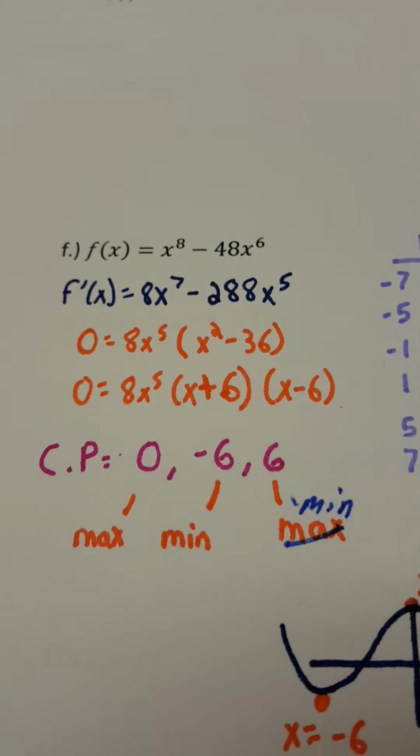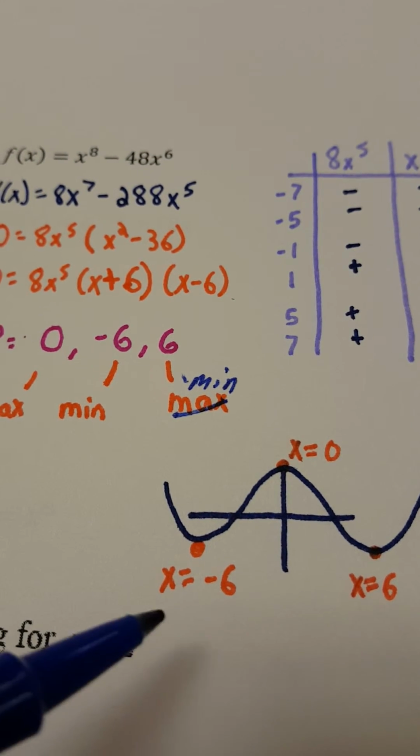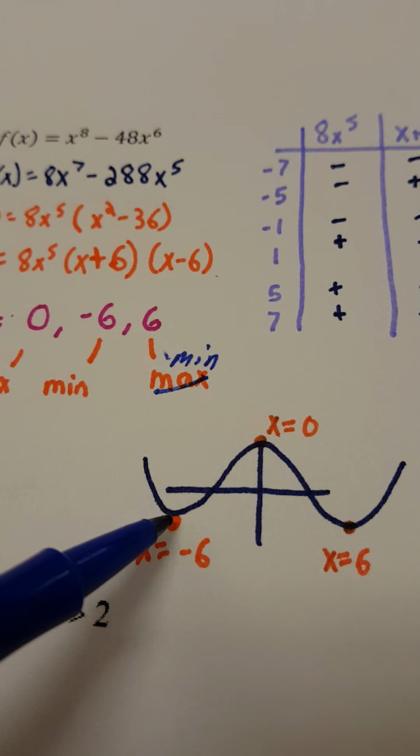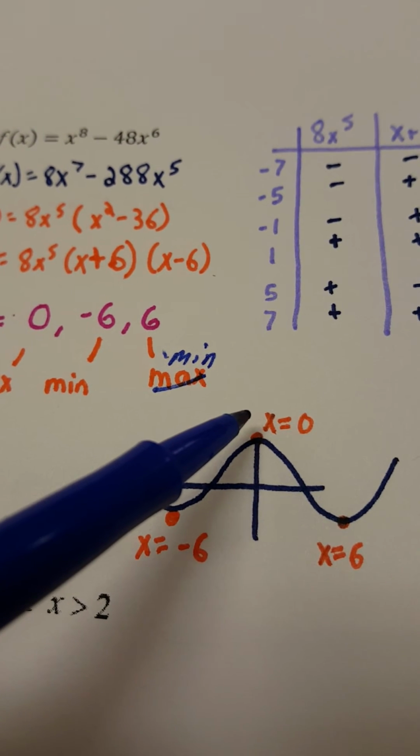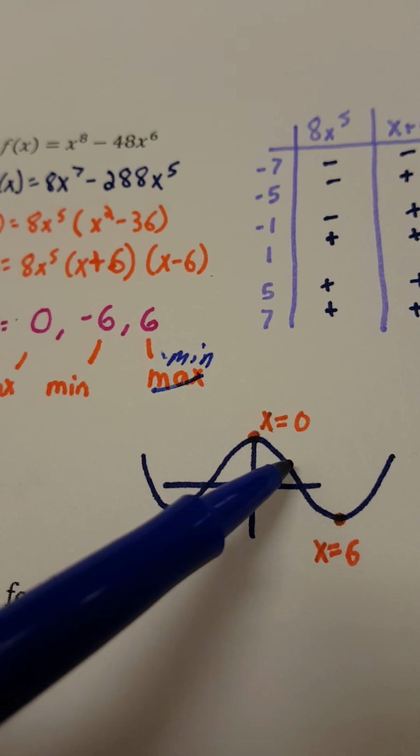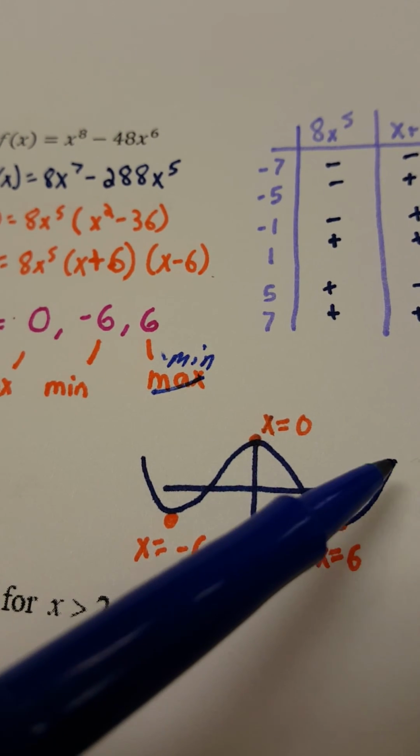So in the graph, when we actually look at it, at x equal to negative 6, you would have a negative slope to a minimum, positive slope, and then we go to a maximum, back to a negative slope, minimum, back to a positive slope.